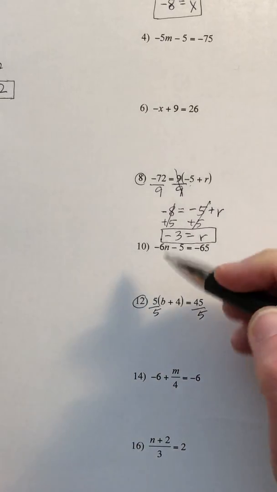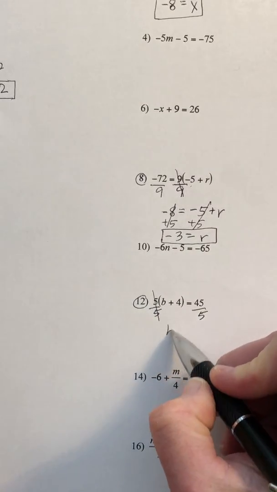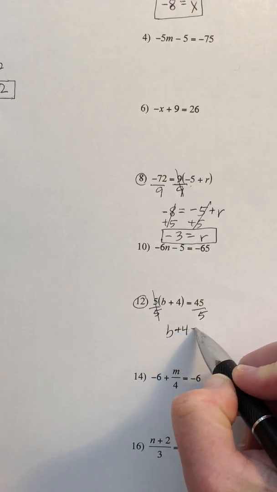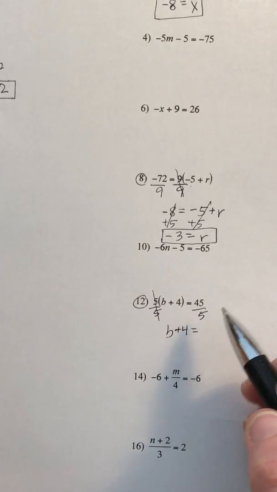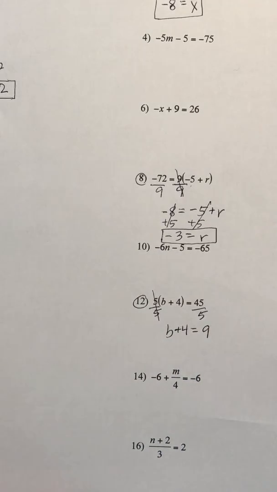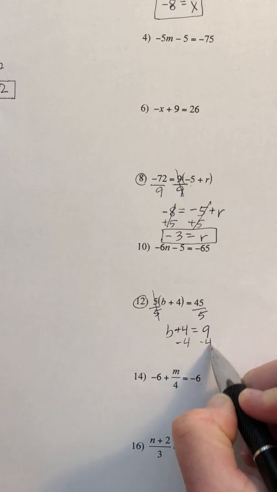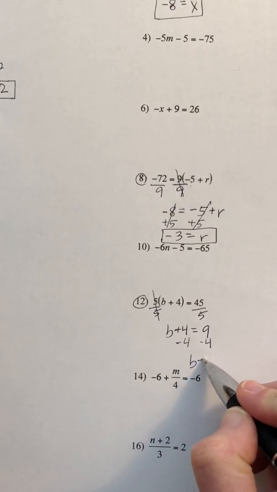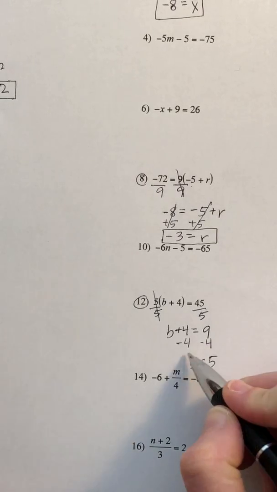sides. 5 divided by 5 will cancel and equal 1, and you're left with b plus 4 equals 45 divided by 5. It's going to give you 9. Still want that b by itself, so let's subtract 4 from both sides. And you get b equals 9 minus 4, which is 5.